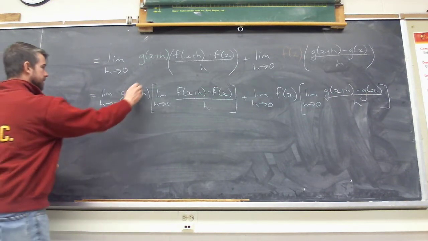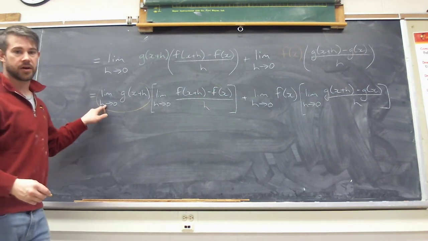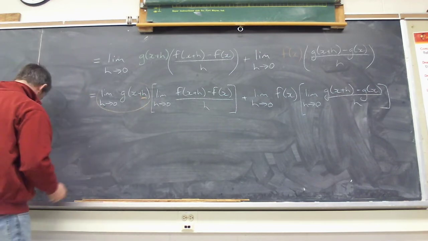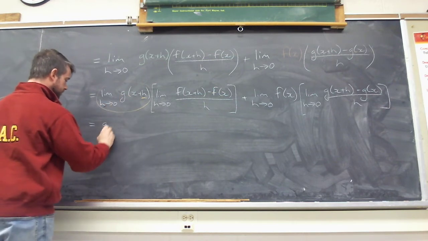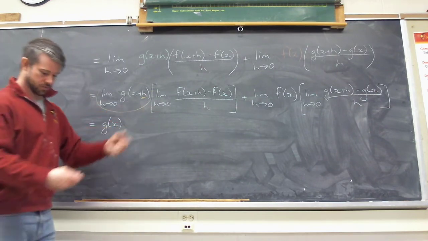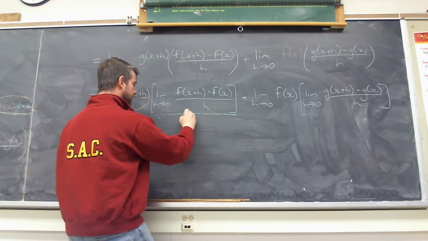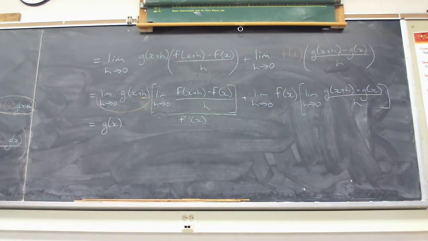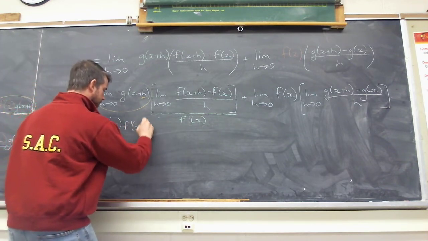Now, this first limit is not indeterminate. So I can substitute in a value of h equals 0 wherever I see an h. And I see an h there. So when I evaluate that first limit, well, it's simply going to be the limit as h approaches 0 of g of x. So it'll be g of x. Now, the second limit we should recognize. The second limit is the first principles derivative of f of x. Right? It's just simply f of x plus h minus f of x. So this will be f prime of x.